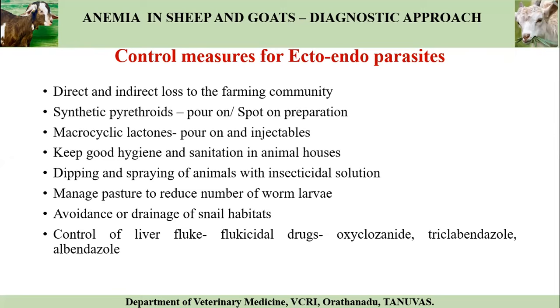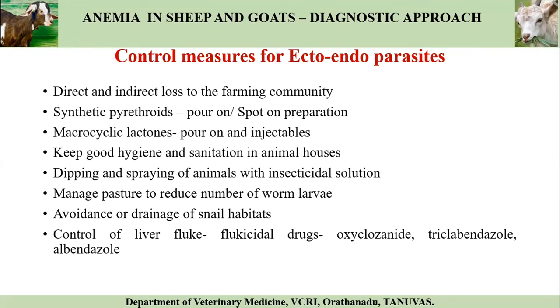Then manage pasture to reduce the number of worm larvae. Avoid or drain snail habitats. It's mainly important for the control of amphistomes.